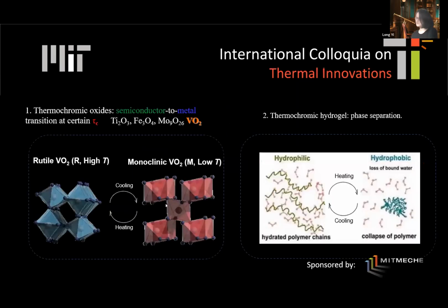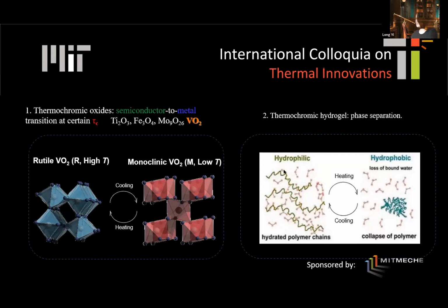For vanadium dioxide, what's the principle behind it? Simply, across this tau C, there will be a semiconductor to metal transition. Which means you can imagine at higher temperature, it is more or less like a metal, and at lower temperature, it is more or less like an insulator. This makes its optical property change completely. So this is one type, which is vanadium dioxide. The other one is hydrogel. The working principle of hydrogel is a little bit different, based on phase separation.